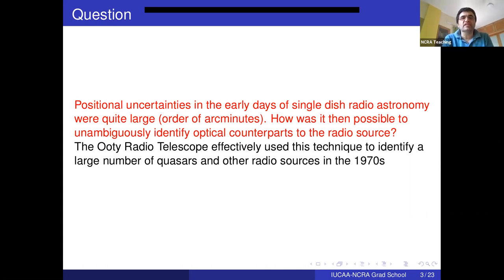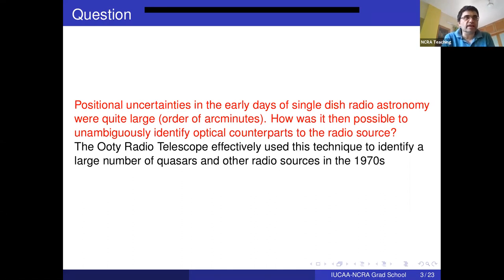So 3C273, the first quasar, was identified. The optical counterpart was identified via lunar occultation. And as I said here, the Ooty radio telescope used this technique for observations of literally hundreds of quasars, radio galaxies, and pulsars, and got very accurate positions for them, thereby allowing for finding of optical counterparts, and then through optical spectroscopy, a redshift.